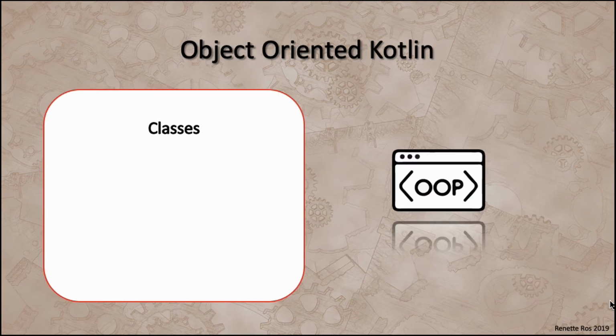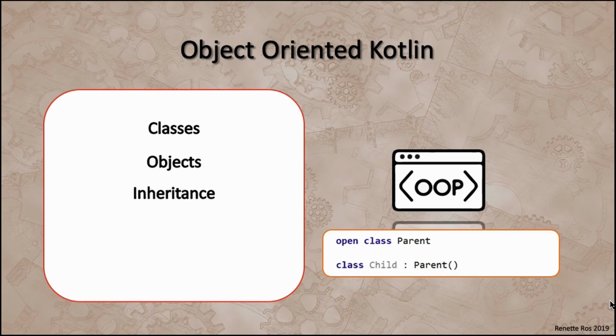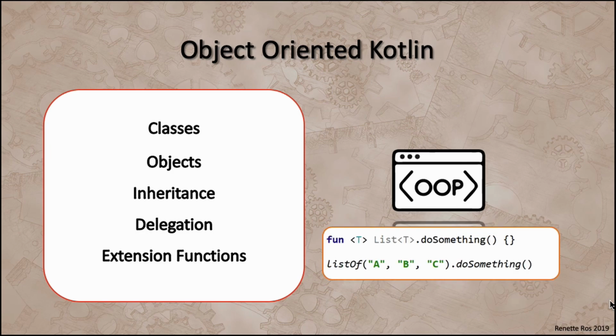Object-oriented Kotlin, we have classes with methods and properties like in most other object-oriented languages. We have objects, we have inheritance, we have delegation, since most of us learn quickly that inheritance isn't always as great as it sounds. And we have extension functions to make non-object-oriented code look a little bit nicer.